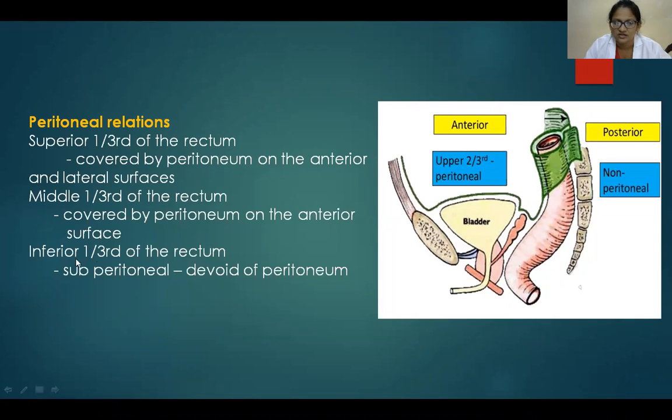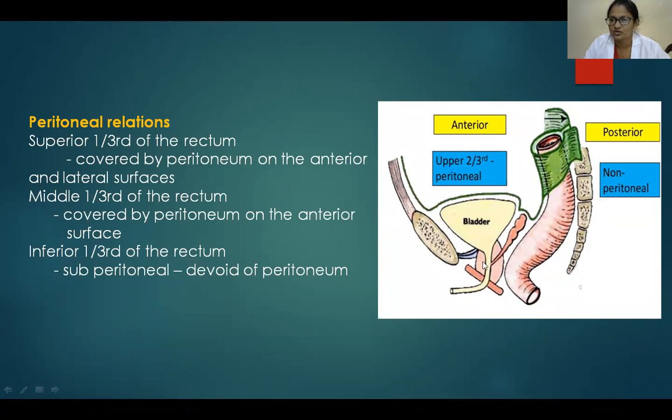Next, the inferior or lower one third of the rectum is subperitoneal. It is devoid of the peritoneum. These are the peritoneal relations of the rectum. The superior one third is covered on both anterior and lateral surfaces, whereas the middle one third is covered on the anterior surface.